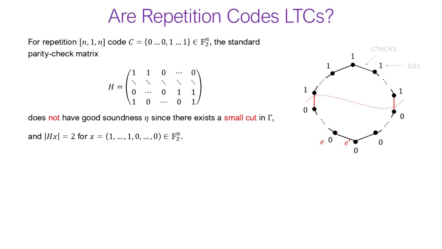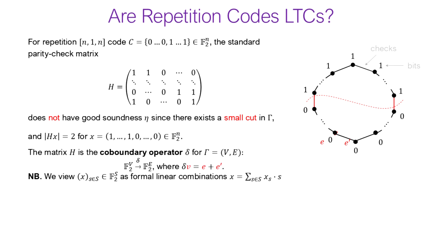testable. And the answer to this question is: it depends. It really depends on the parity check matrix that we use to define this code. So if we use the standard parity check matrix, in this case we can represent this code as a graph code. We have bits on edges, and checks on vertices. And you can easily see that this code is not locally testable, because you have this small cut.